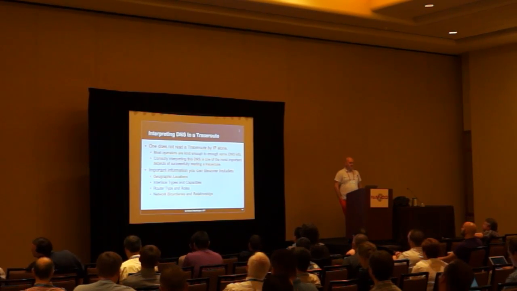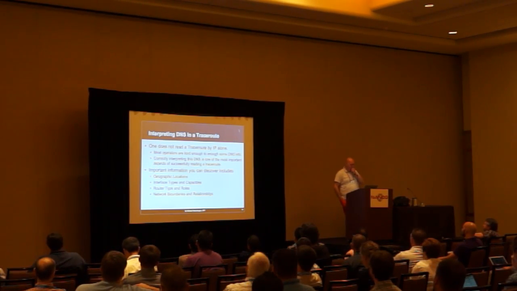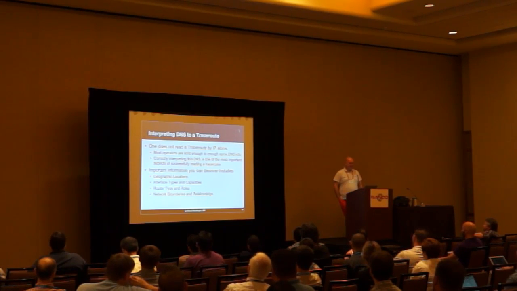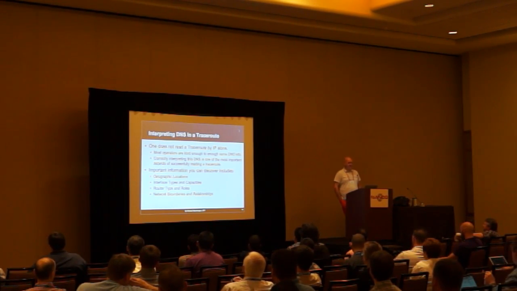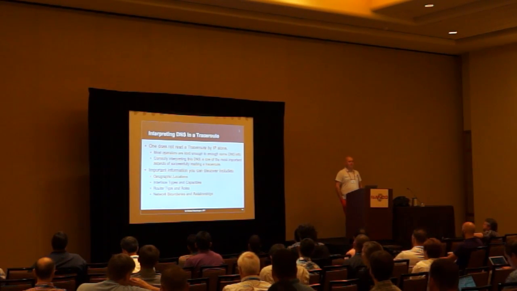Really, you don't read traceroute by the IP address. Most operators are kind enough to throw some DNS information in there. Some of them aren't. Google. But most of them are, and it's very helpful for figuring out what's going on. Even if it's not your network, you can get an idea of a lot of information like geographic locations, where these things are physically located. You can start to tell the interface types and the capacities. You can even start to tell the router types and roles. And most importantly, you look for network boundaries and relationships.